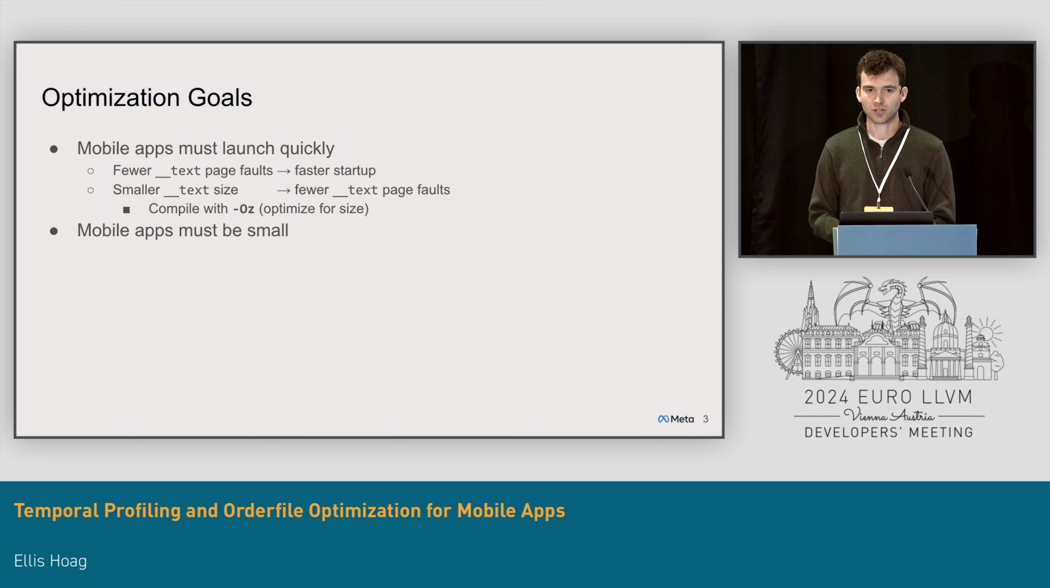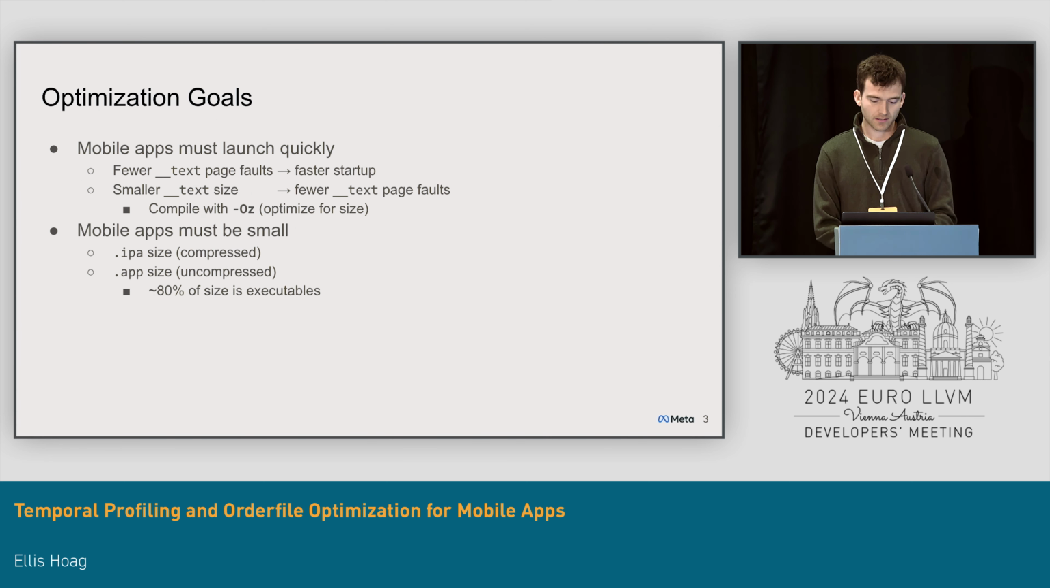For our second optimization goal, we'd like our apps to be as small as possible. When a user installs an app, they are downloading an IPA file, which is basically a zip file of the contents of the app. And we like to minimize the IPA size so that users can install and update our apps fast. On many of the apps that we've seen, executables make up about 80% of the whole app size, the other 20% being images and other assets. So this shows that the compiler really does have a lot of control over the overall size of the app.